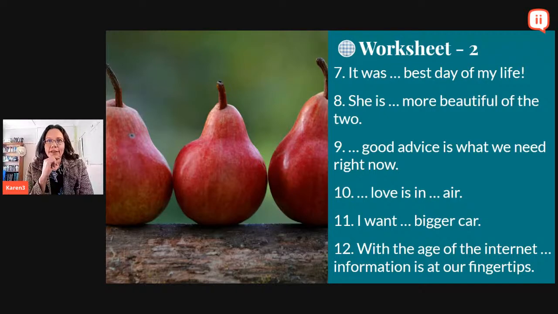Number 11. Okay. I want a bigger car. It's a very general statement. You're not talking about that car. So you would use a. Only when you're talking about that car, that one over there, can you say the bigger car.